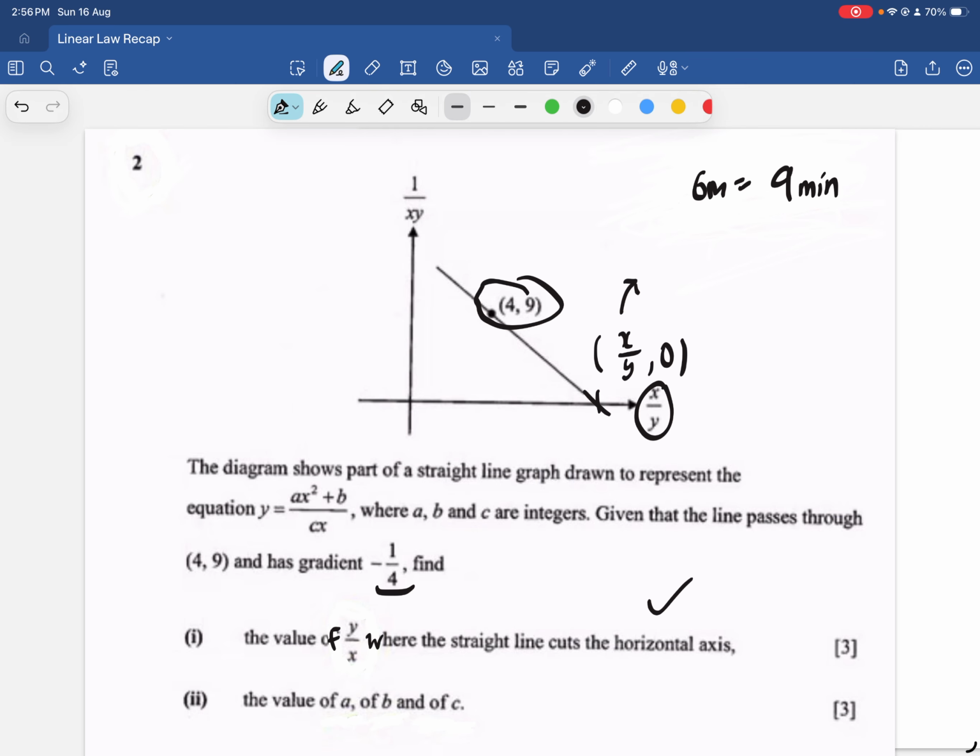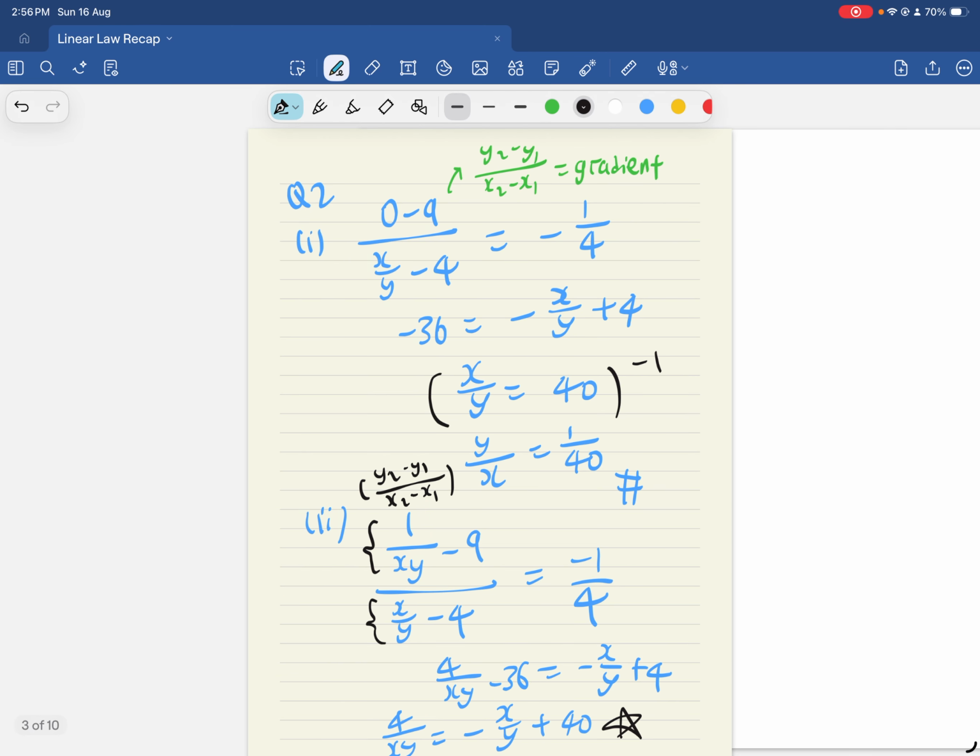Alright, so you look at the information given in the question. They give you one coordinate and one gradient. So you sub in 0 minus 9 x over y minus 4 equals to negative 1 over 4. You make use of y2 minus y1. Then after you get x over y equals to 40, flip the whole thing. You power negative 1 and then you get 1 over 40. So that's the answer.